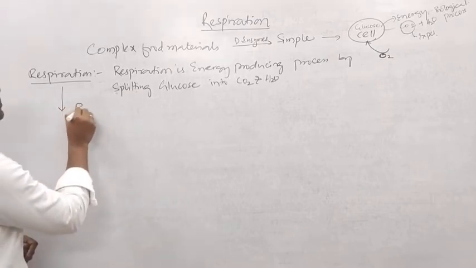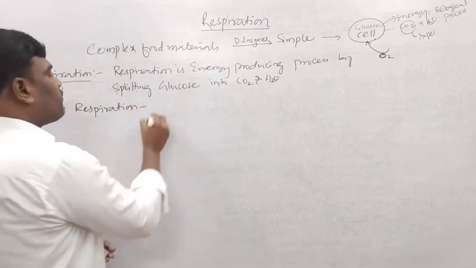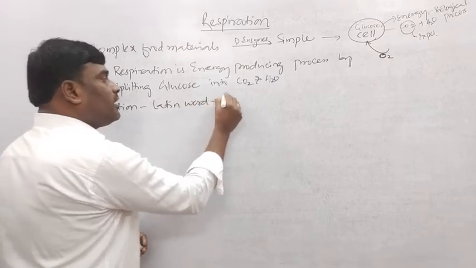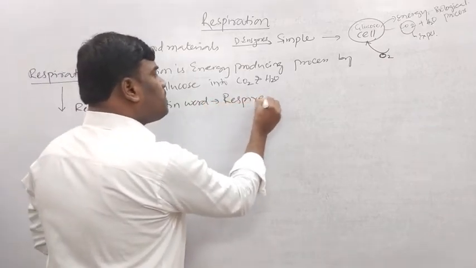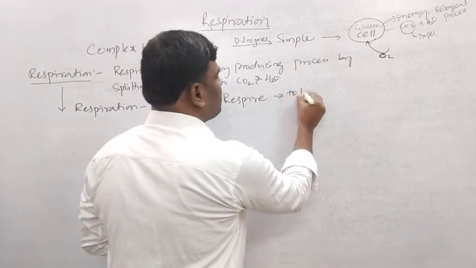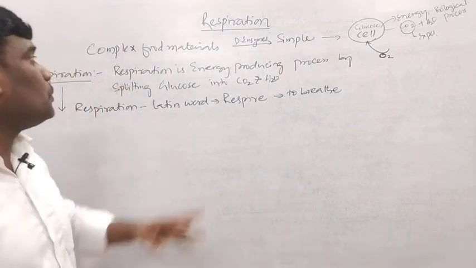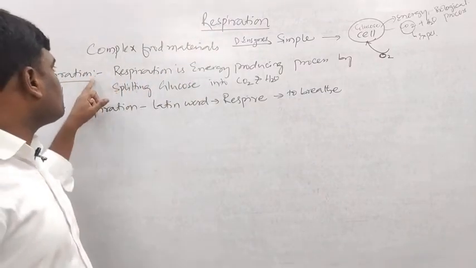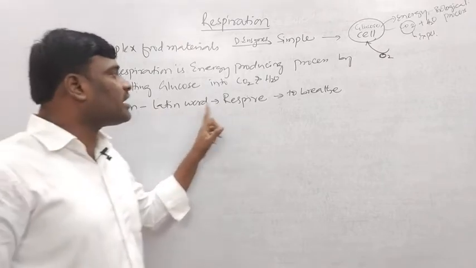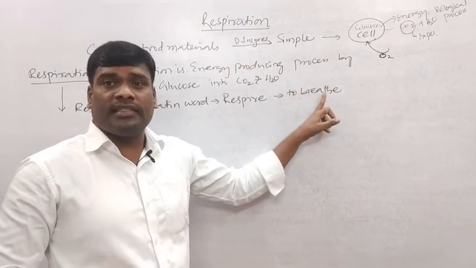Okay, so from which language is this word respiration originated? Actually, this word respiration was originated from a Latin word, children. It was the Latin word respire. What is the meaning of this respire? Respire means to breathe. So we have seen what is meant by respiration, children. Respiration comes from the Latin word respire, and the meaning of respire is to breathe.